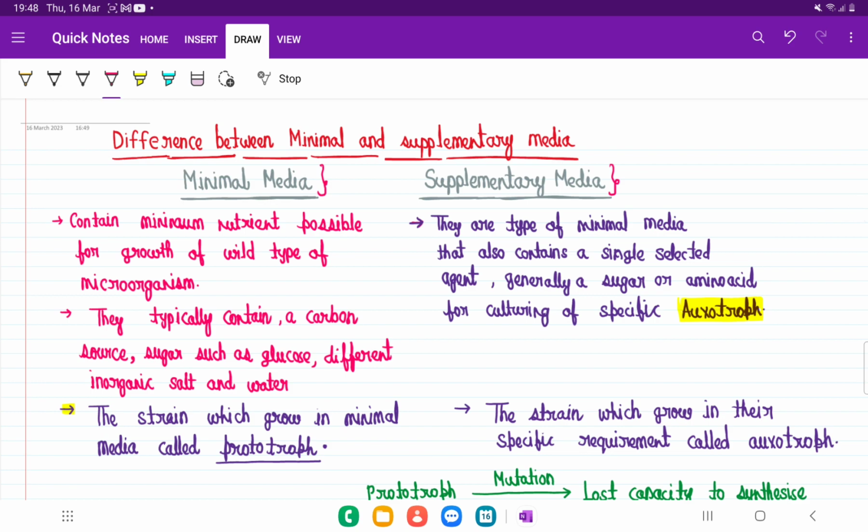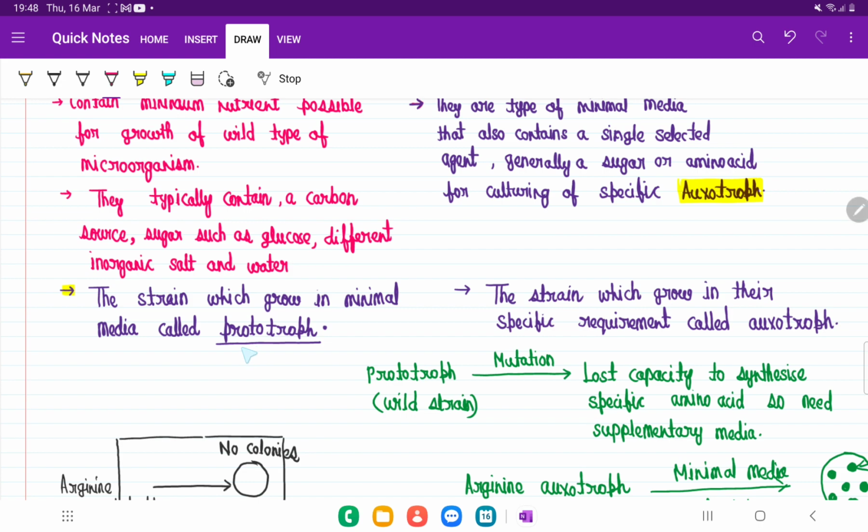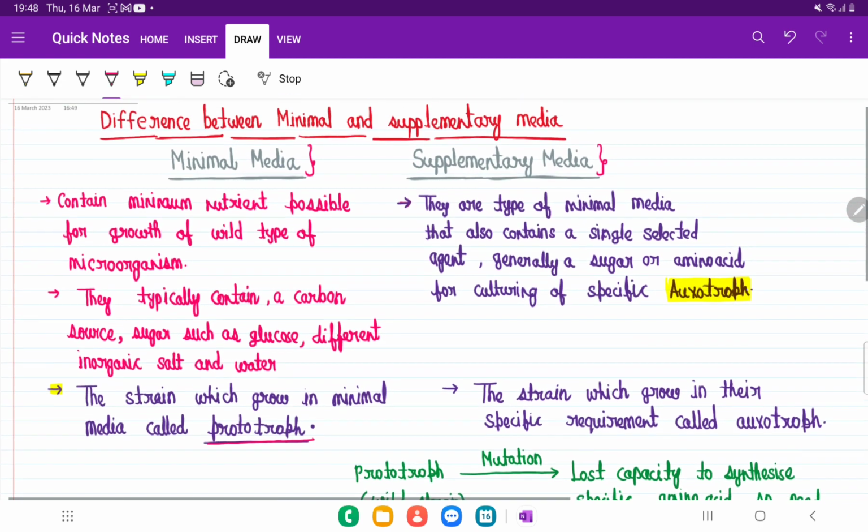Actually, the minimal media is that media which contains basic things. Minimum growth material is present, like they have some source for the carbon, like sugars are present, like glucose is present, okay, water is present, protein is present, fine. But in this media, wild kind of microorganisms will grow, and that wild kind of microorganisms are called prototrophs. Fine, they are called prototroph.